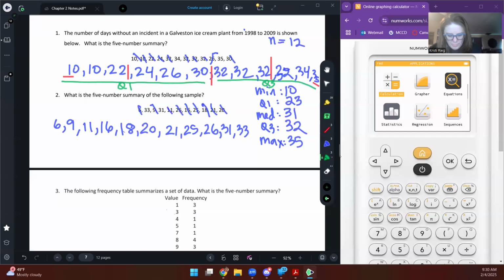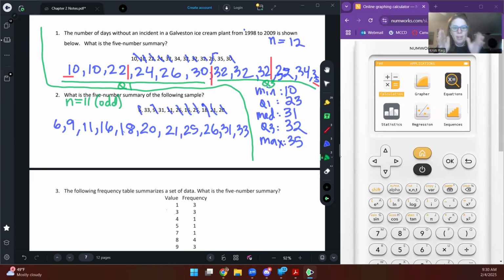And let me kind of separate. Okay, so I have 1, 2, 3, 4, 5, 6, 7, 8, 9, 10, 11 numbers here, which is odd. And when it's odd, we can't split it in half because that would give us 5.5. But we're going to do 5 and 5, and then the middle number is our median.